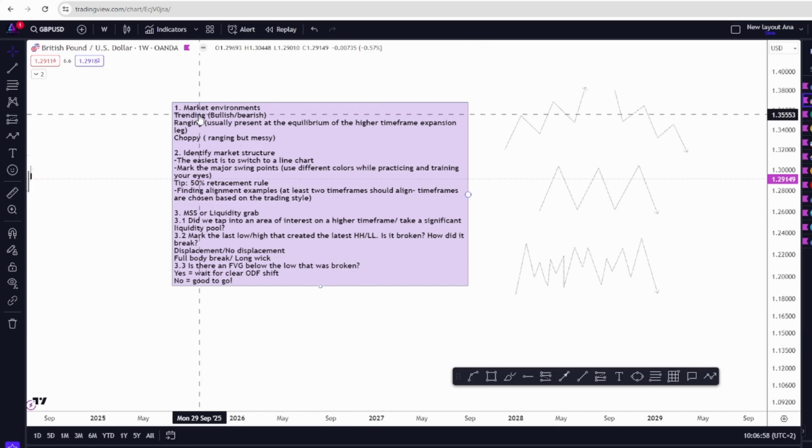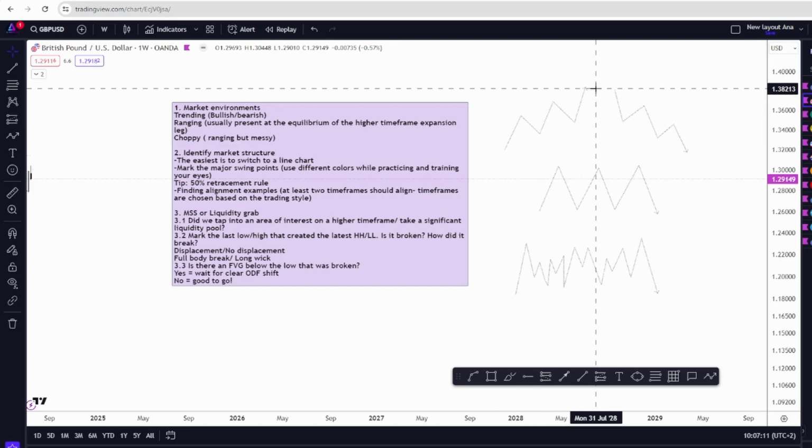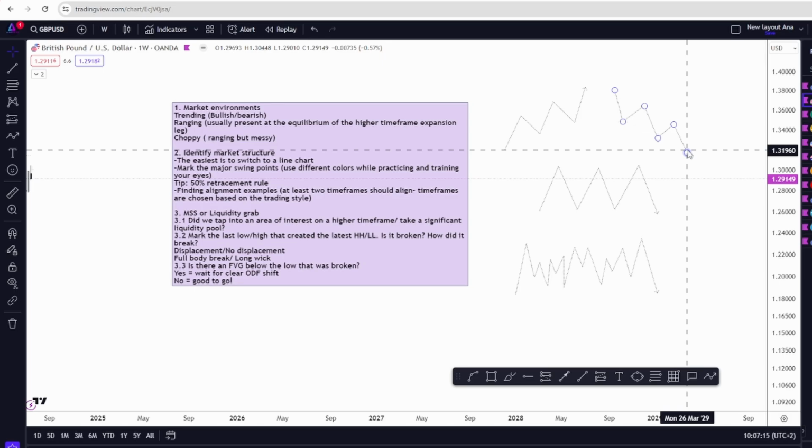First, I'm going to start with the different market environments. We have three different types of market environments. The first one is a trending environment, which can be either bullish or bearish. When price creates higher highs and higher lows, we are in a bullish trend, and when price creates lower highs and lower lows, we are in a bearish trend.